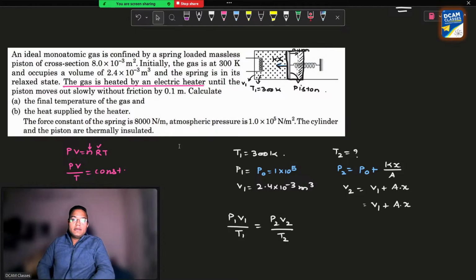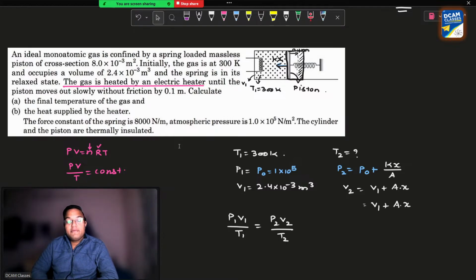See, I tell you, mainly in Advanced, they love giving these kinds of questions, piston cylinder based questions. Earlier they used to give them in Mains also, but now they are not giving, because Mains physics has become very easy. It's very scoring.